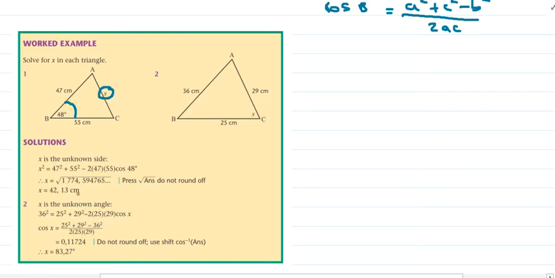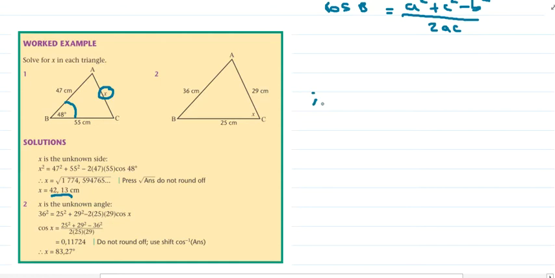If we compute this with the calculator, we need to find the square root of the answer of this calculation, and x is equal to 42,13 centimeters. So this is a direct application of the cosine rule formula. If you are not sure about this, let me break it down.